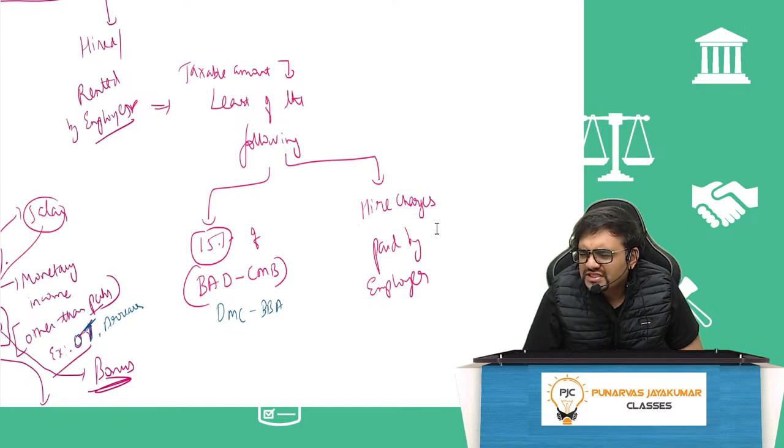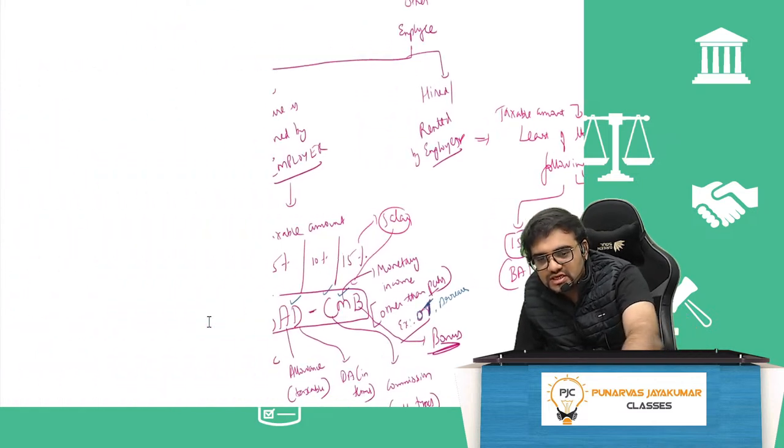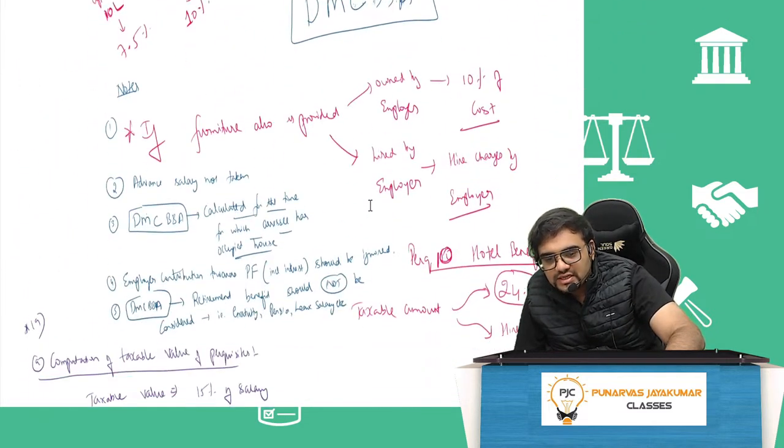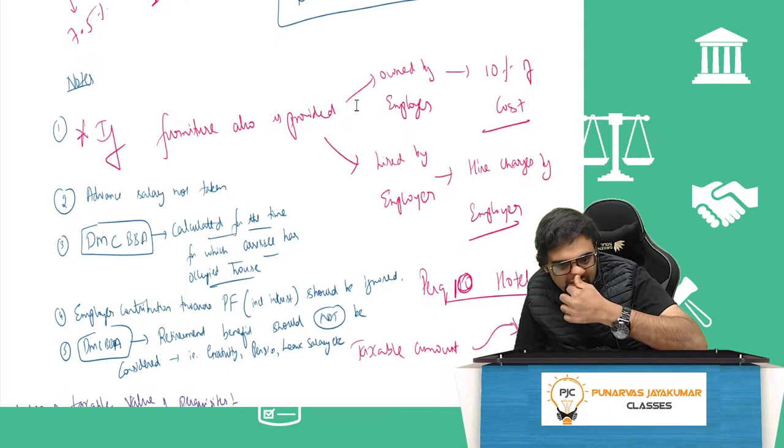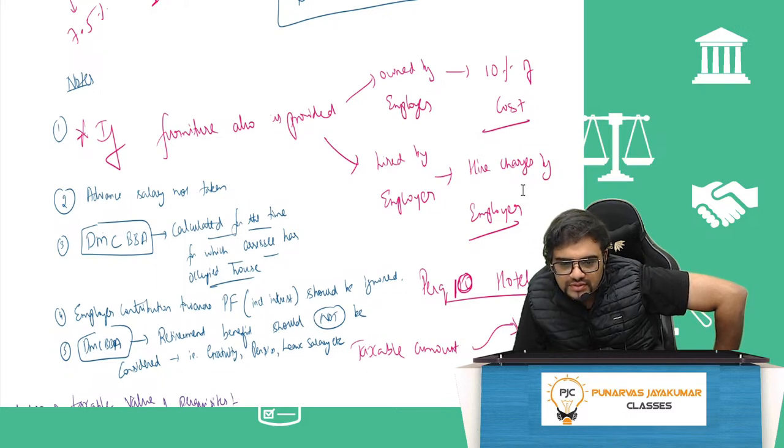As I told you, salary chapter is more mugging up than anything, unfortunately, but no choice. But these charts will definitely help you, at least to remember stuff. If furniture is also provided, then if it's owned by employer, 10% of cost. Hired by employer, hire charges paid by employer. Advance salary should not be taken.